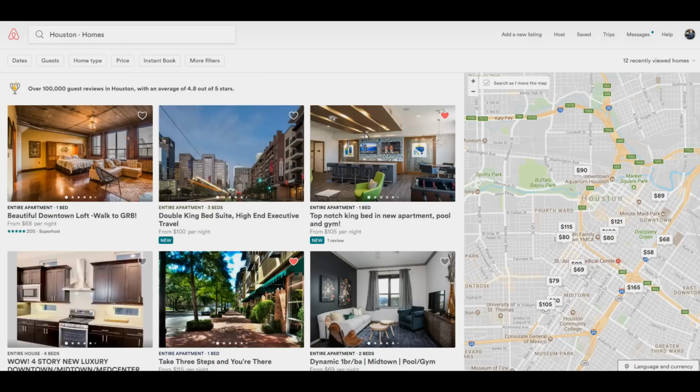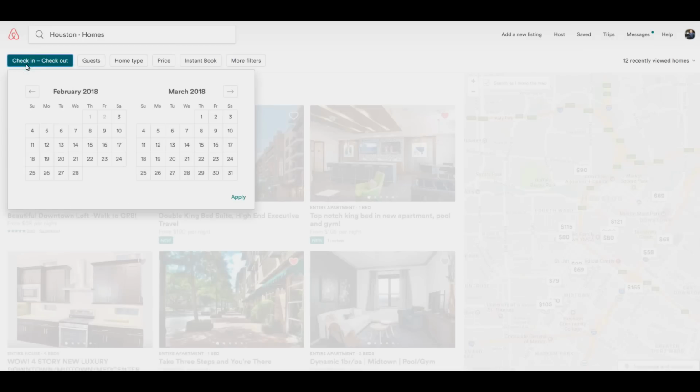So now I'm going to look for dates in the future. The reason why we look for dates in the future is because a lot of people will drop their rates last minute. So if you've noticed on the right here, you're going to see that there's one for 80 and one for 79 and one for 58. We're going to set our dates for the future.